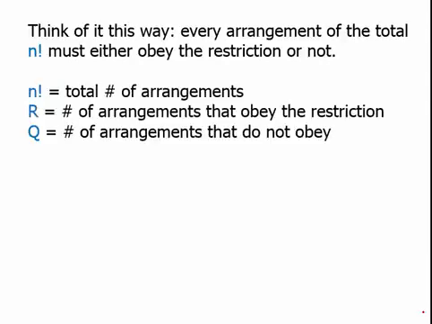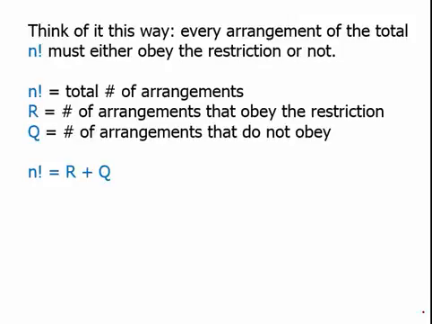So let's say that n factorial is the total number of arrangements. Let's say that r is the number of arrangements that obey the restriction, and q is the number of arrangements that do not obey the restriction. Obviously, r plus q has to equal n factorial, because every single arrangement either does or doesn't obey the restriction. So together, they have to add up to the total number of arrangements.